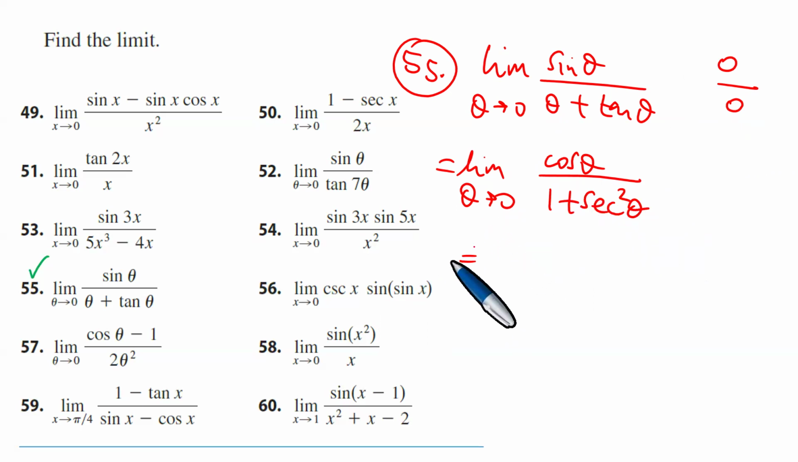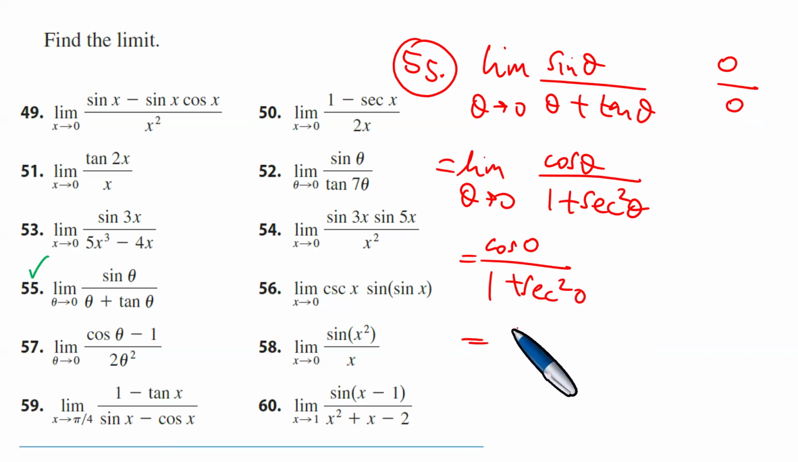So at this point we have exactly cosine 0 over sec squared 0 plus 1, which is 1 over 1 plus 1, which is 1 over 2. Okay, we're getting 1/2. Right, your take on this one?